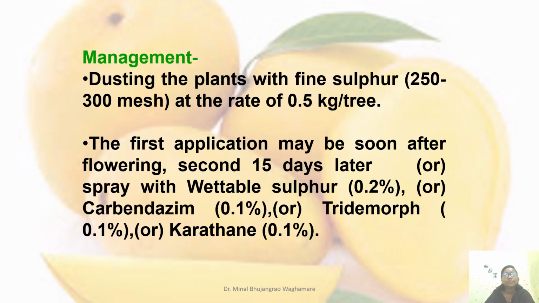Coming to the management, definitely, it is a powdery mildew. Sulfur is one of the best management options for that. So fine sulfur at the rate of 0.5 kg per tree we can dust. Coming to the application, for wettable sulfur, when infection appears at the flowering stage, we will provide our first dose, and after 15 days we can go for the second dose of wettable sulfur. Similarly, carbendazim, Karathane and tridemorph foliar applications are also recommended.